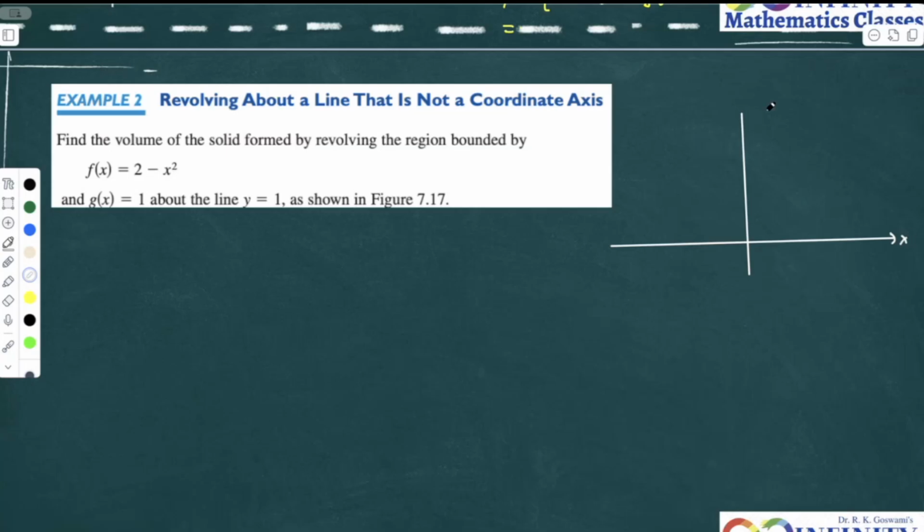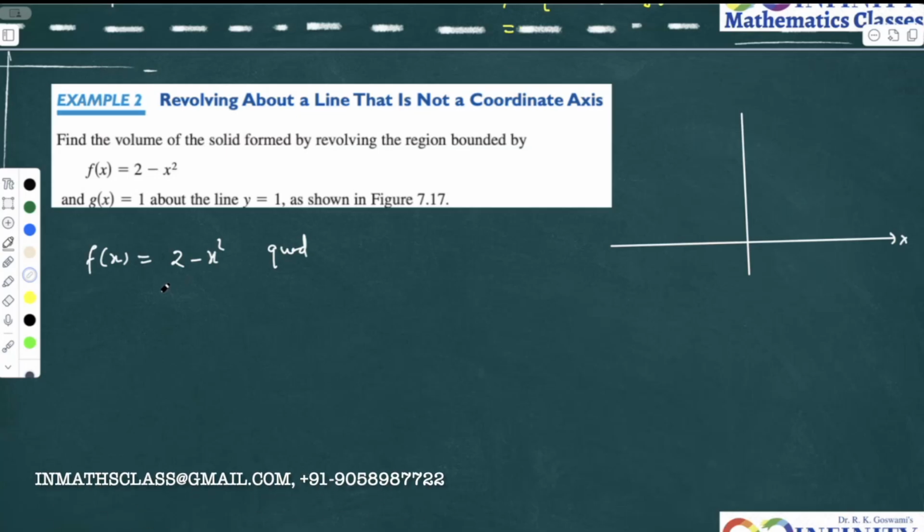So find the volume of the solid formed by revolving the curve 2 minus x square. Remember, 2 minus x square. Is it a quadratic equation, that is, a parabolic equation of degree 2? It is a polynomial of degree 2. Am I right? Perfectly okay.